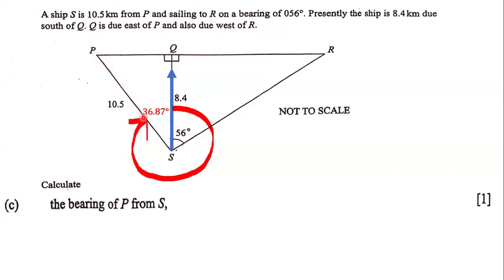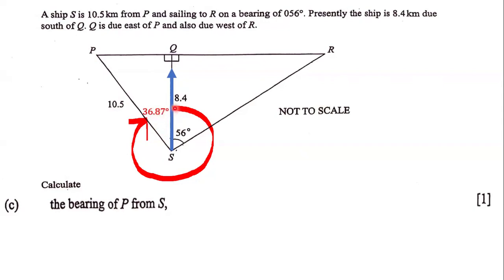And so what is the bearing? Well, the bearing is the size of this particular angle right here, the angle that is represented in red. So we have to figure out the measure of this angle right there. Now, what we do know is that this angle right here, angle S, is 36.87, because we just figured that out in the previous question.